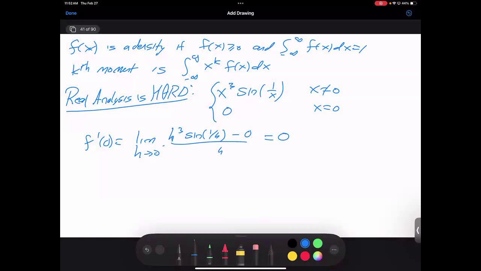Because when h goes to 0, remember h is never equal to 0. So the sine of 1 over h makes sense. It's going to be between minus 1 and 1. The numerator is bounded by h cubed. This function is differentiable at 0.